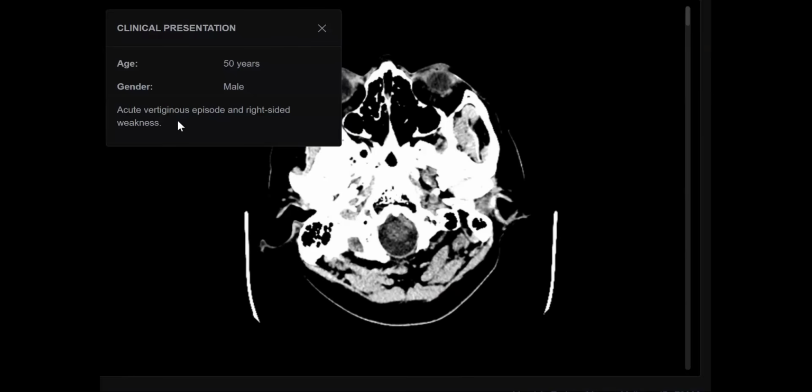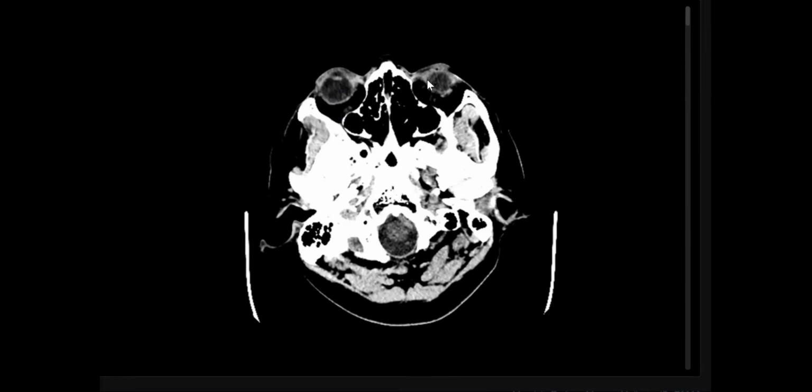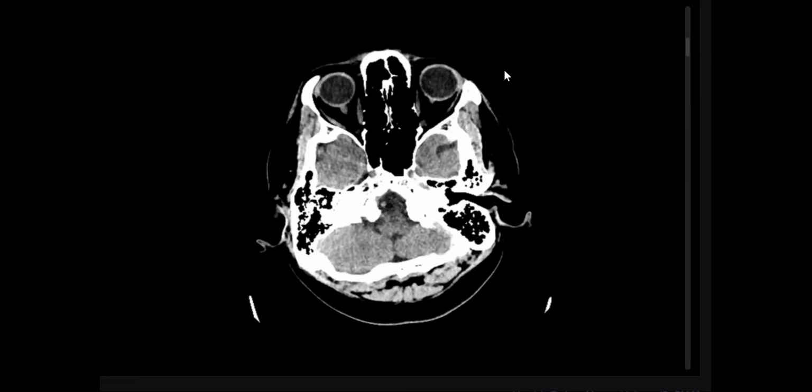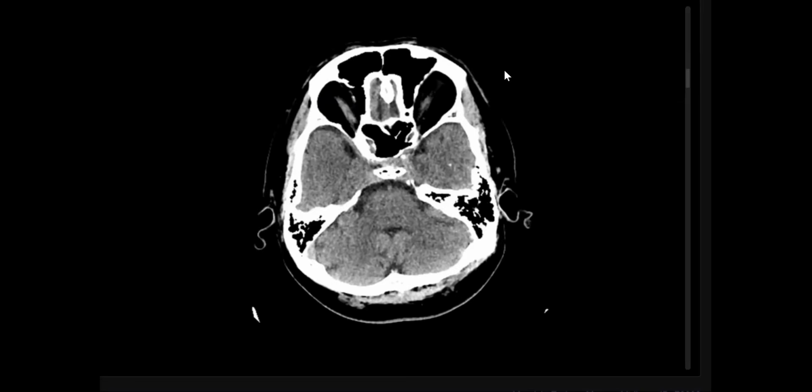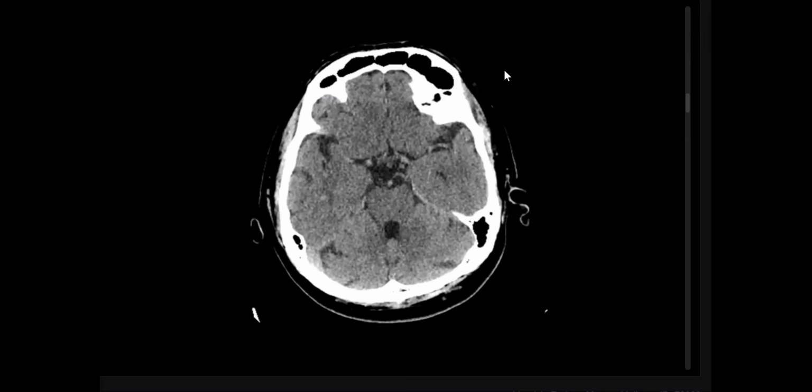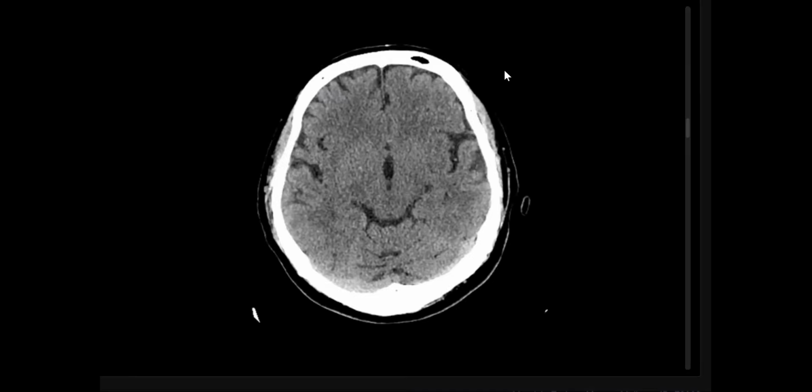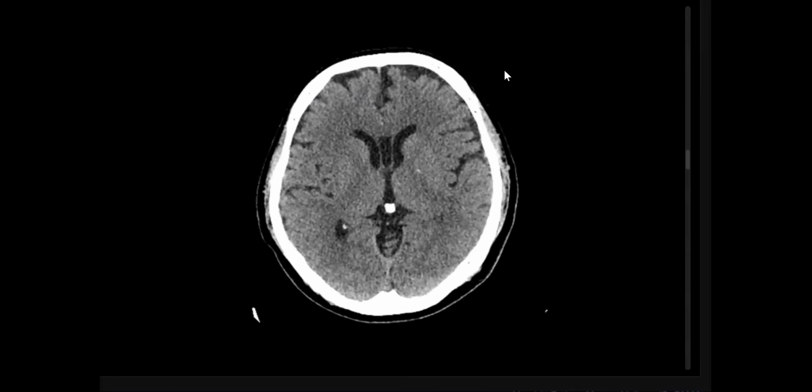History: suspected right-sided weakness. All cases stroke, no problem. It's a brain. Let's see. Axial CT scan brain non-contrast study of a patient who has presented with right-sided weakness.